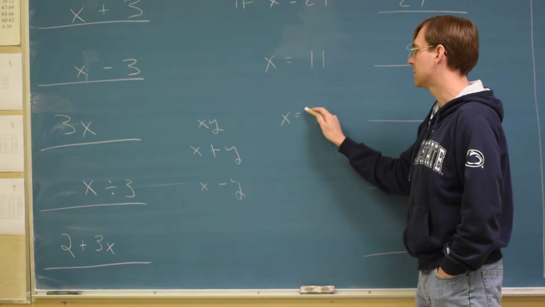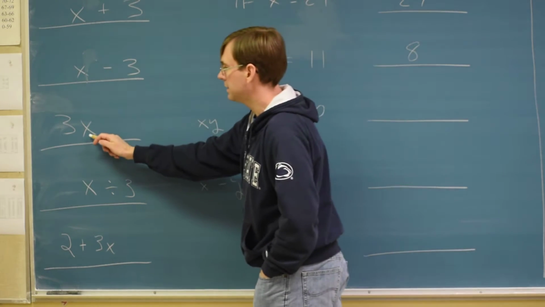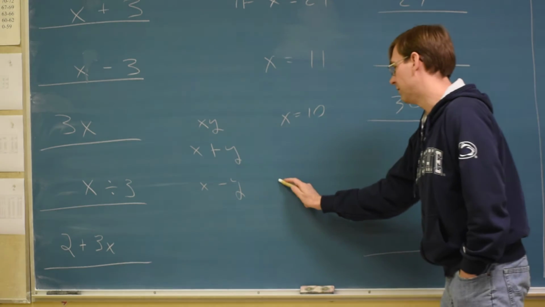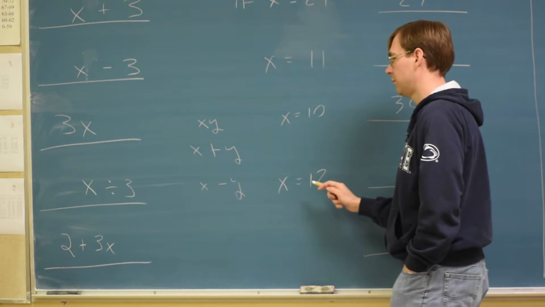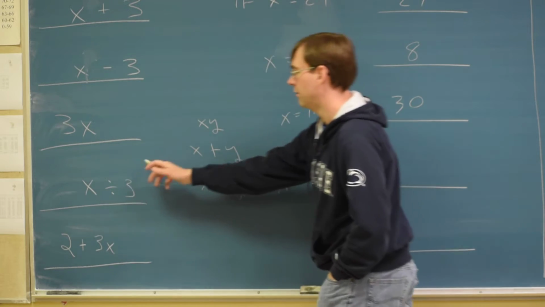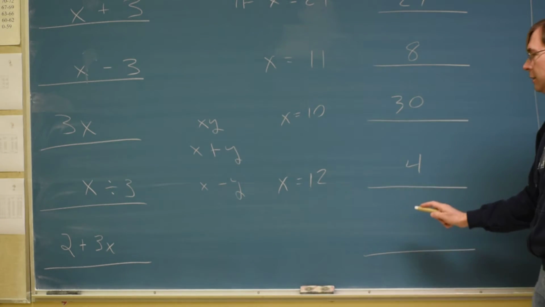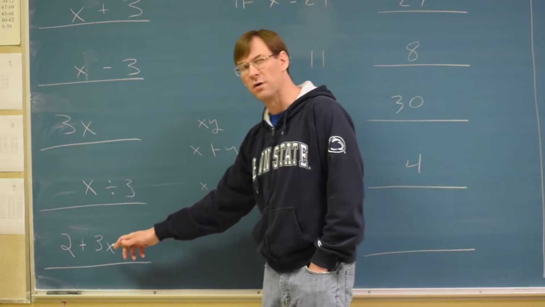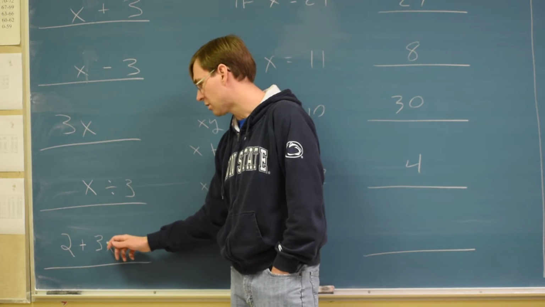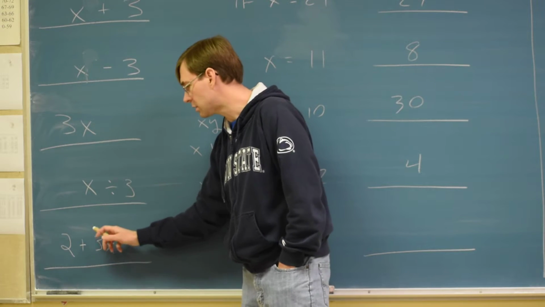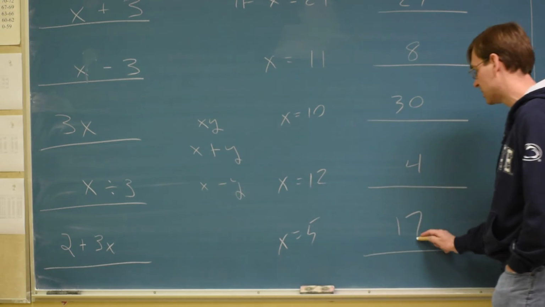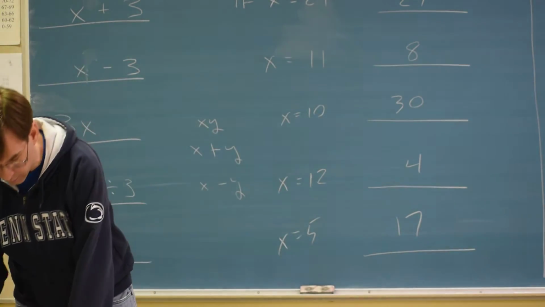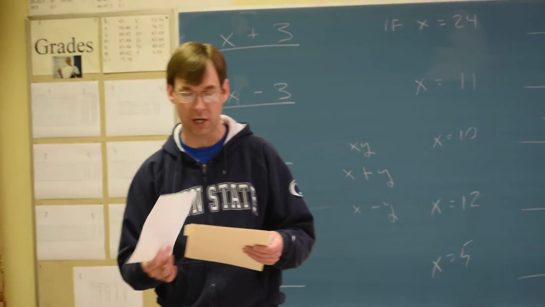If I say x is 10, we go to this, 3 times 10 is 30. If I say x is 12, we go to this, 12 divided by 3 would be 4. If I say x is 5, remember the order of operations, multiply first. 3 times 5 is 15 first, then add the 2, we come up with 17, and that does sheet 1 for writing and then evaluating expressions.